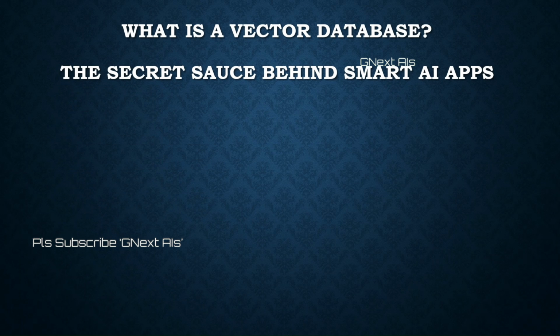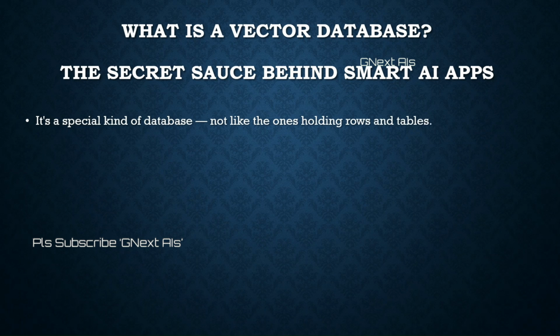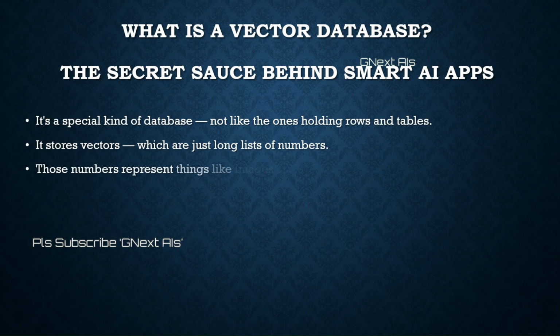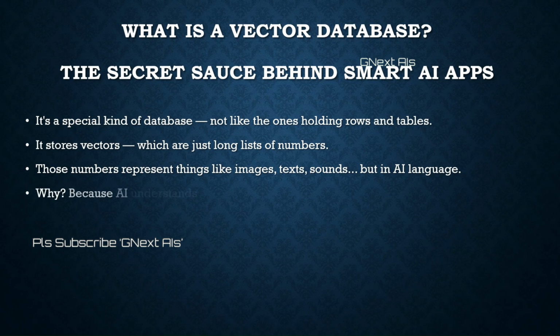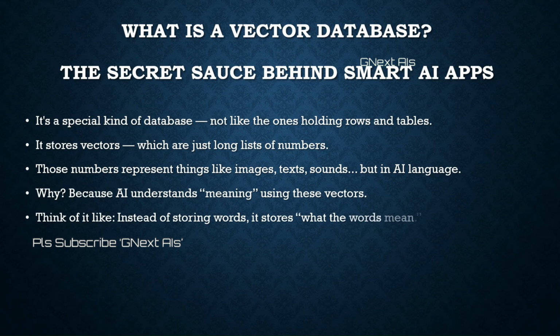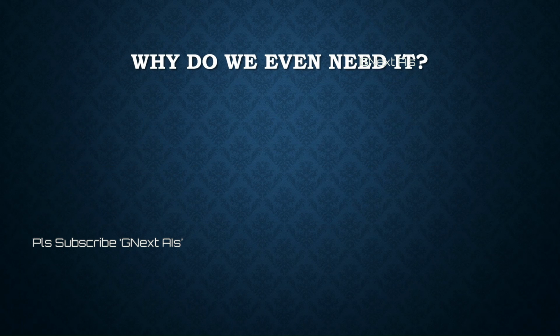So let's get started. So what is a vector database? You can say it is the secret sauce behind building smart AI apps. It's a special kind of database, not like the one holding rows and tables. It stores vectors, which are just long lists of numbers. Those numbers represent things like images, text, sound, in AI language. Why? Because AI understands the meaning of these vectors. Think of it like, instead of storing words, it stores what the word means.